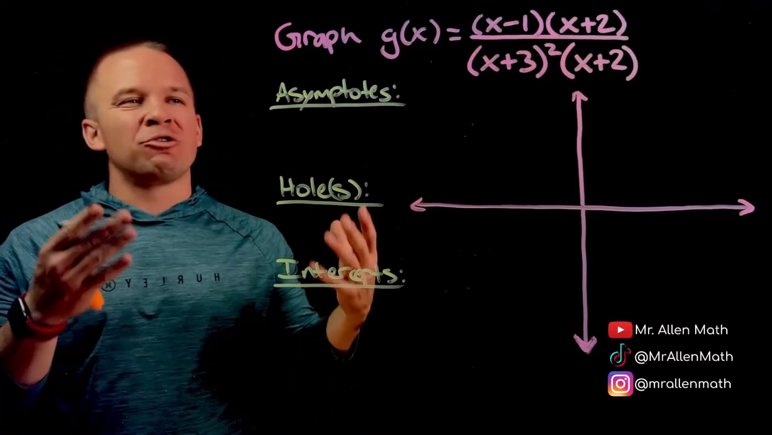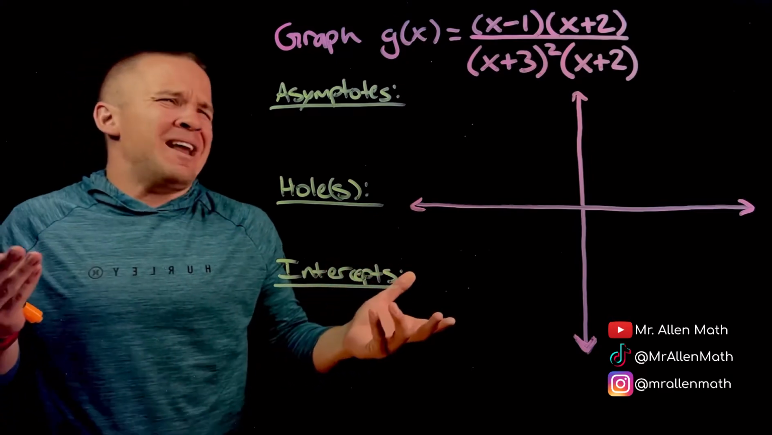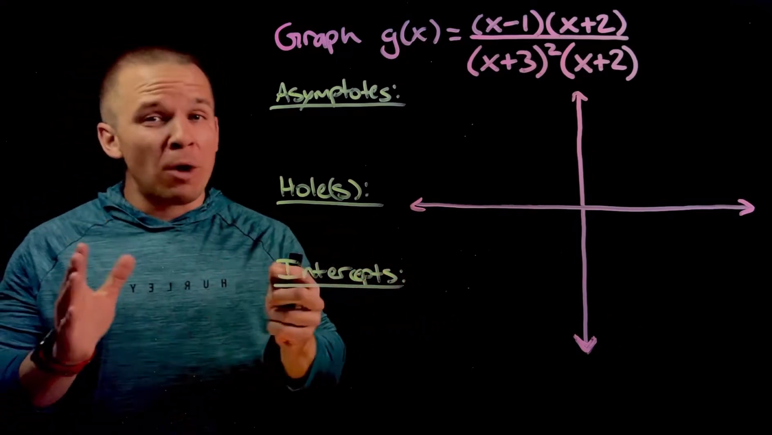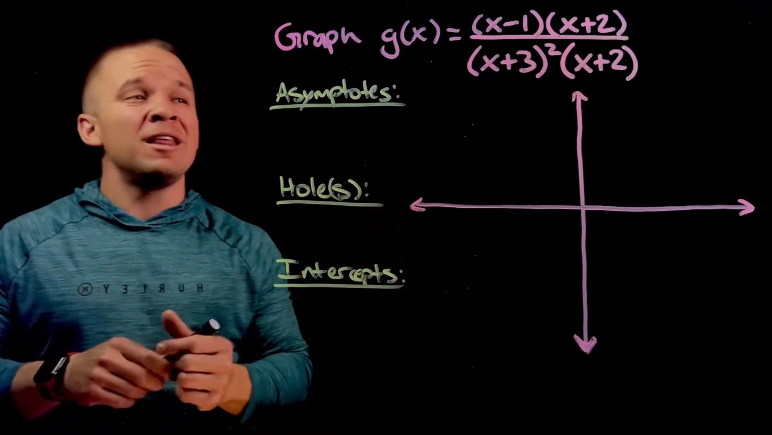Mr. Allen here. We're about to graph g of x, a rational function that is already in factored form. How nice, we don't have to factor this thing. But we do got to get some key features here, right? We got asymptotes, holes, intercepts. Anything we see right off the bat?